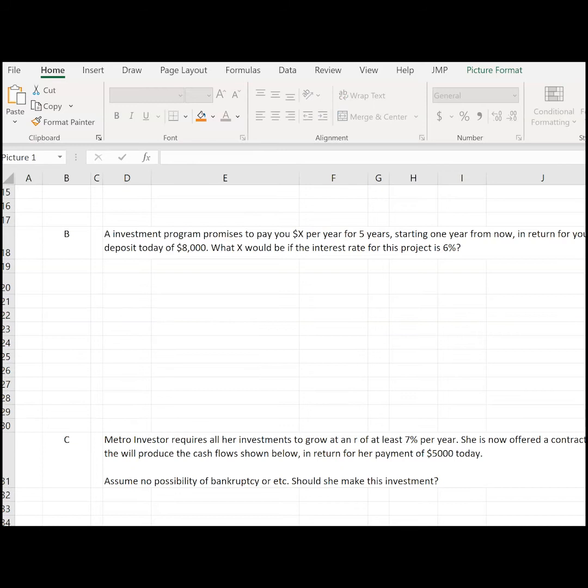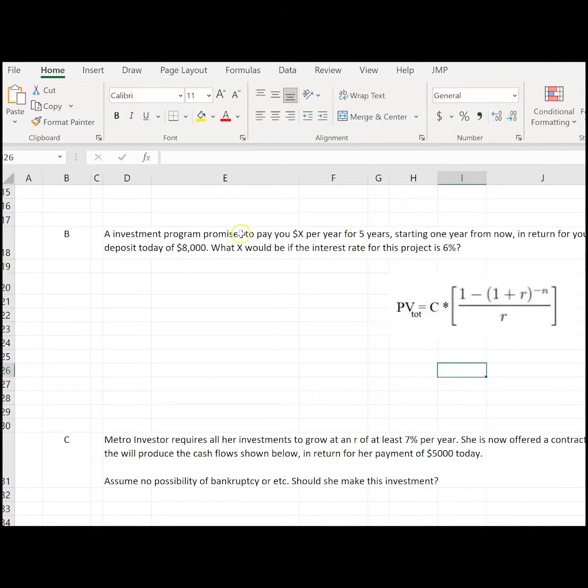And so in order to solve this, we're just going to go ahead and take our regular present value formula of an annuity. So I'll go ahead and put that right here. And with the given information, we're given the number of years, we're given the rate, and we're given our present value. So this is the deposit you put in today. And we're asked to solve for this cash flow right here. I'm going to start by just writing out what we know.